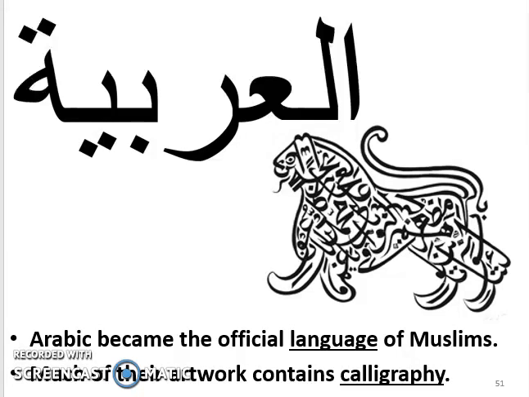Arabic was the official language of all Muslim-controlled areas. Much of their artwork contains calligraphy. So calligraphy you can see here in this image. It is Arabic writing that is in the shape of something. And so this is Arabic written in the shape of what looks like a lion.